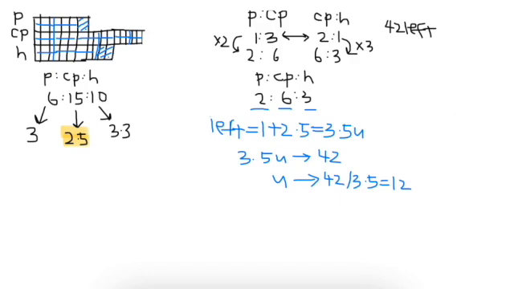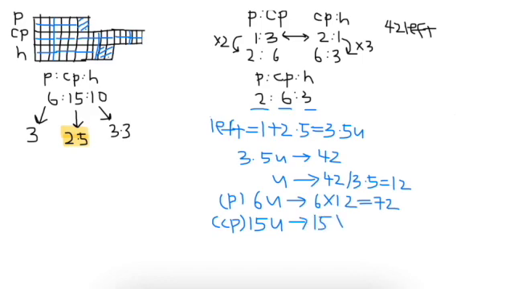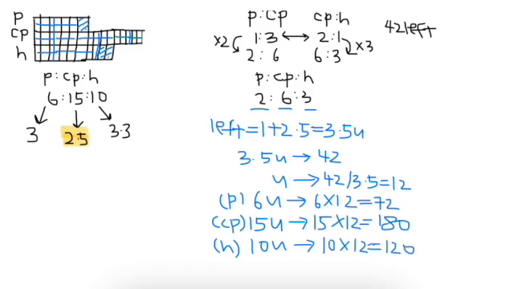Okay, so for pen, since there are 6 units, 6 times 12 will give me 72. For color pencil, 15 units, 15 times 12 will give me 180. Then for highlighter, they have 10 units. That's why 10 times 12 equals 120. Okay, so we have our answer.